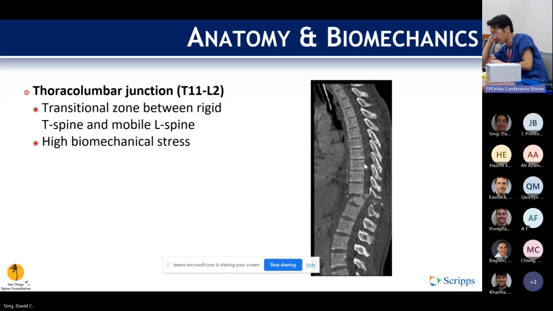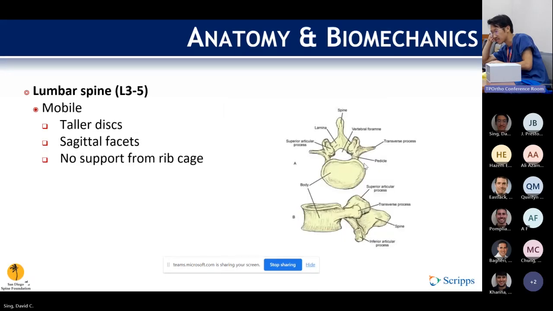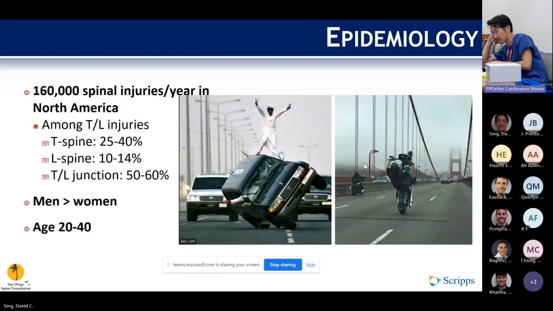So that's something to realize, that on top of the fracture, this is naturally an area that the spine sees a lot of stress. In the lower spine, the lumbar spine, you have more mobile discs, taller discs. The orientation of the facets is more sagittal, so that also allows for a little bit more flexion. And it's less stable, no rib cage articulations that also hold it in place.